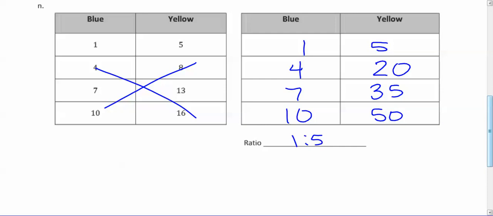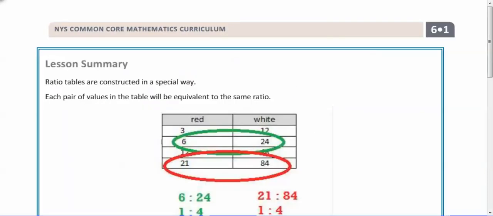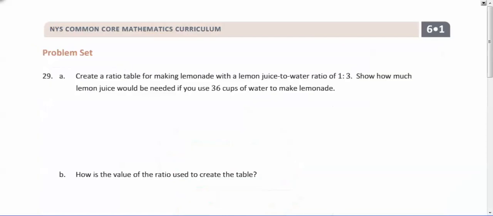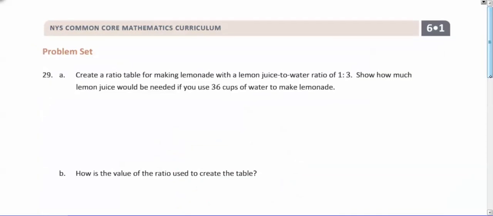All right, we're going to take a quick look at your homework tonight. Your homework is going to be on page 26. So it says, create a ratio table for making lemonade with a lemon juice to water ratio of 1 to 3. So for every cup of lemon juice, you need 3 cups of water. It says, show how much lemon juice would be needed to use 36 cups of water to make lemonade. So we want to get that to 36 cups of water. Now, I do not need you to make 12 rows for that to happen, okay?